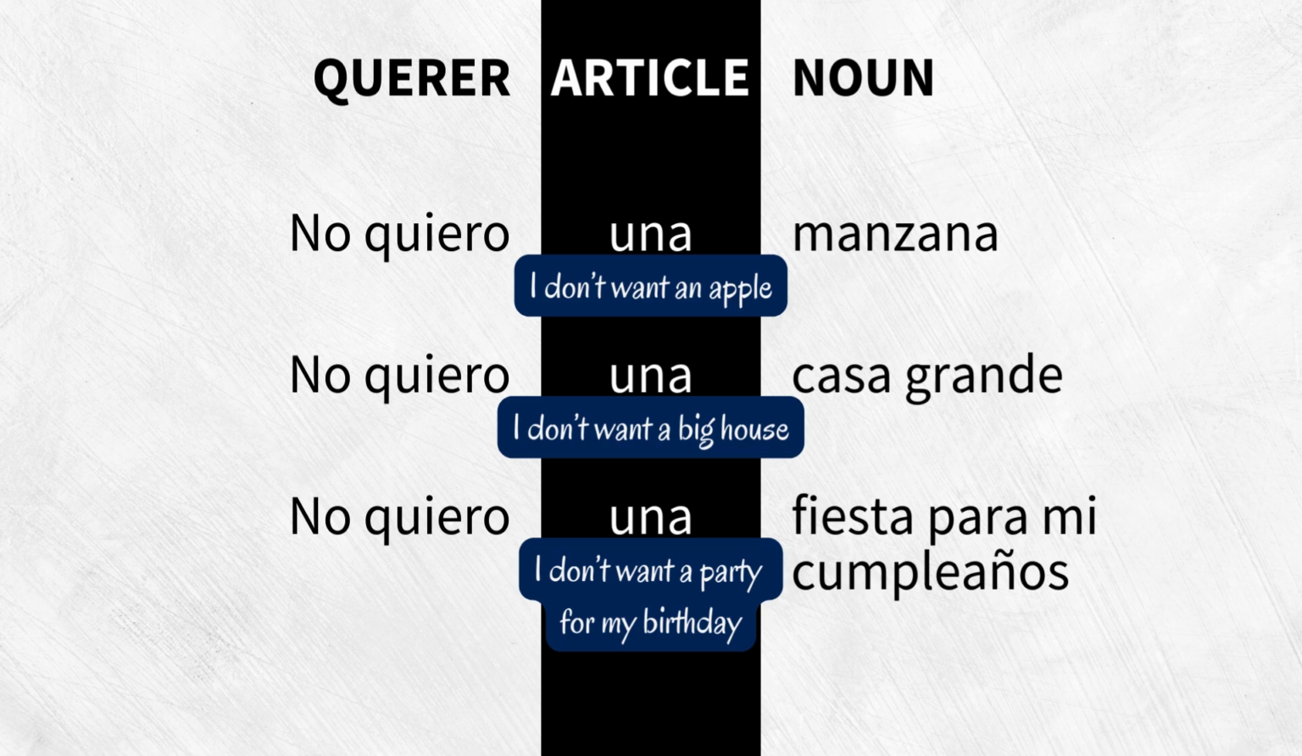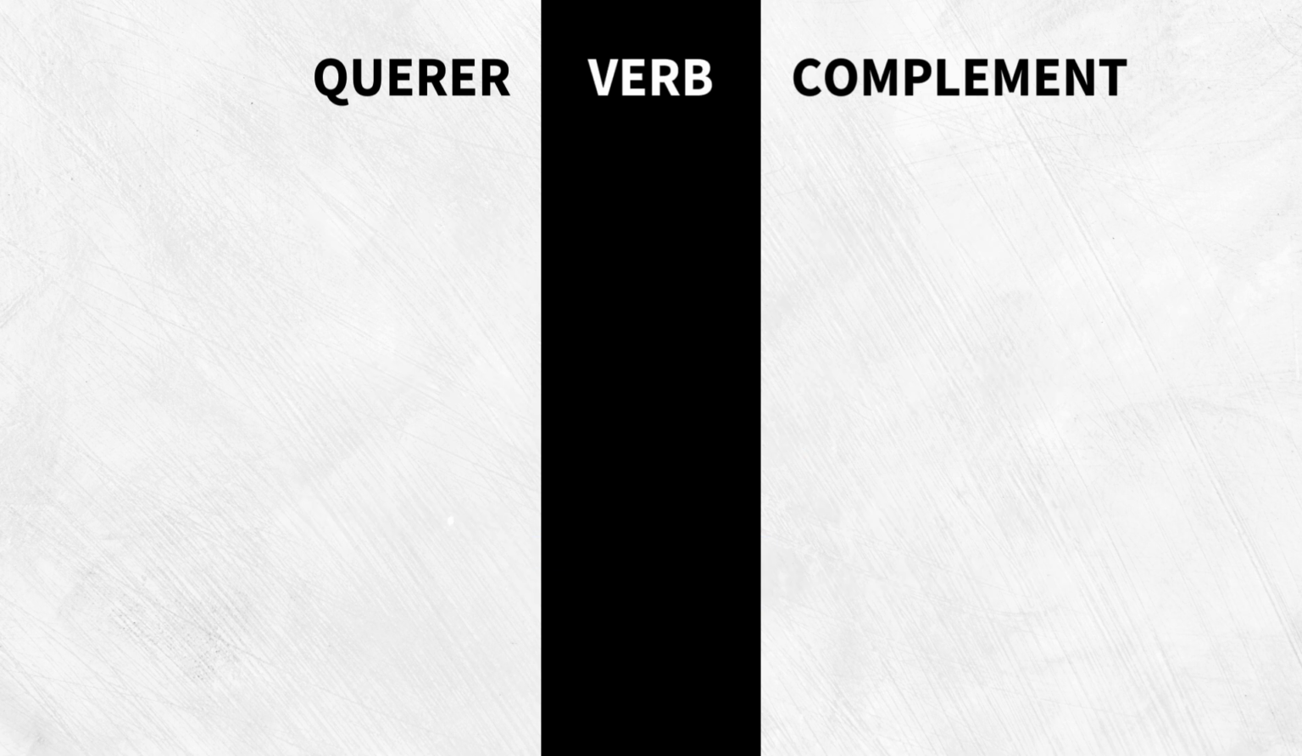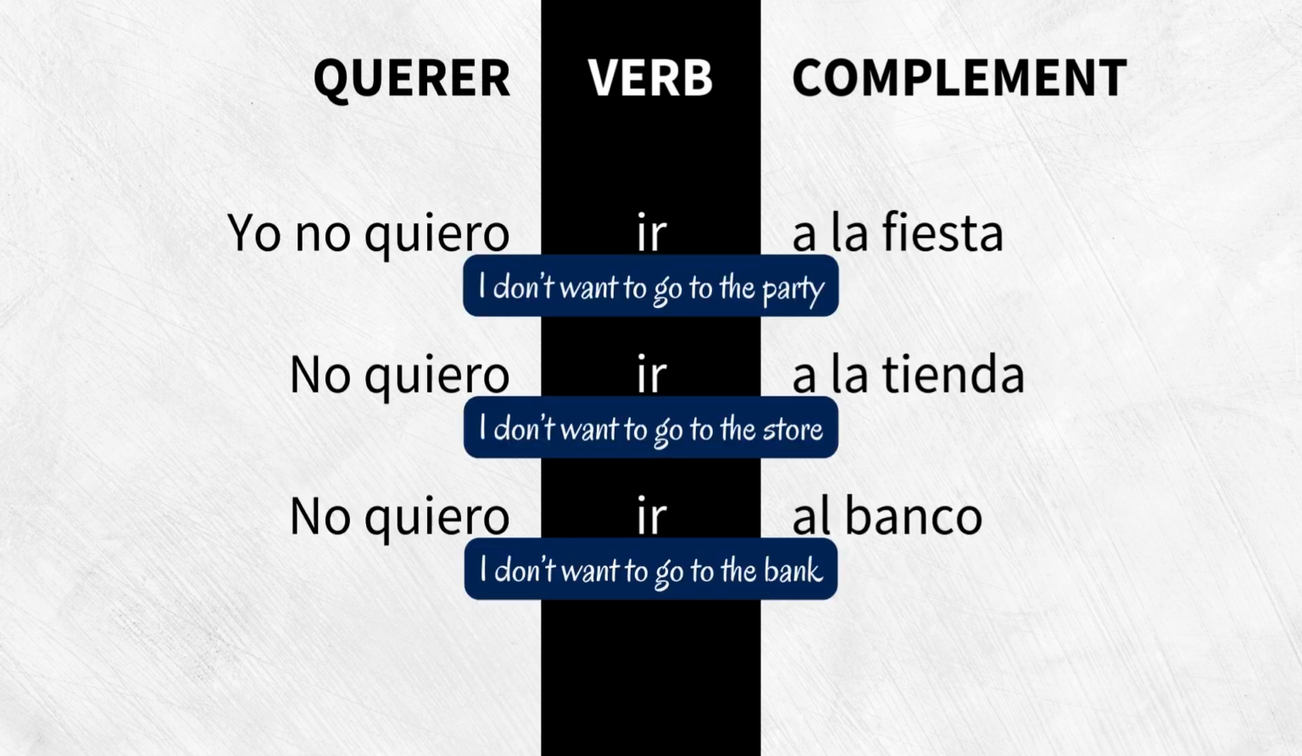If you want to use the pronoun, the word no is placed between the pronoun and the verb. Yo no quiero ir a la fiesta. I don't want to go to the party. So now you can go back to the video and turn all of those affirmative sentences into negative ones.